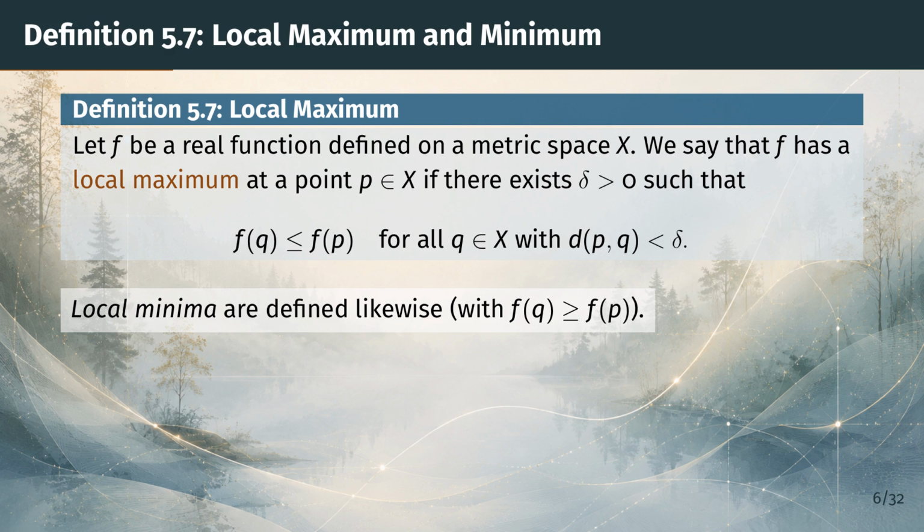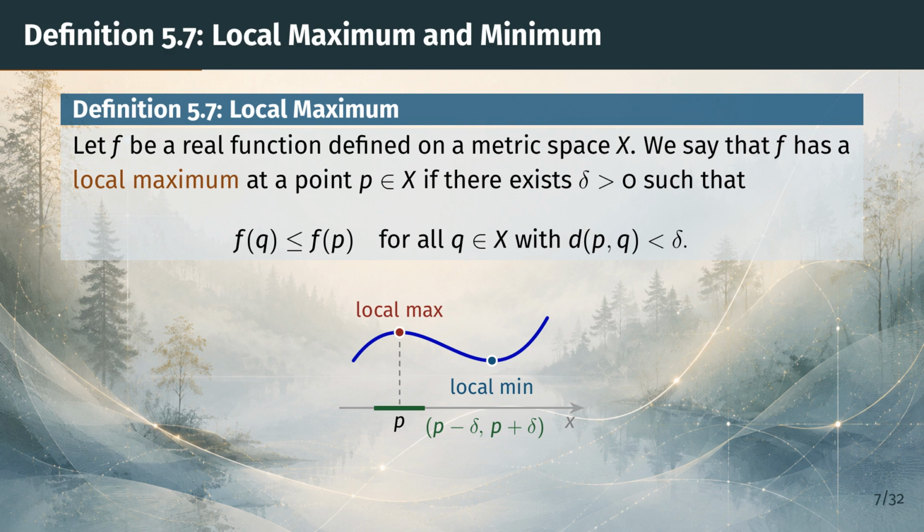We start with the key definition. A function f has a local maximum at a point p if there is some positive radius delta such that the value of f at p is at least as large as the value at every point q within distance delta of p. Note 2 things. First, the definition is stated for a real valued function on an arbitrary metric space, not just on an interval. Second, the inequality is not strict, so a constant function has a local maximum at every point. Local minima are defined the same way, with the inequality reversed.